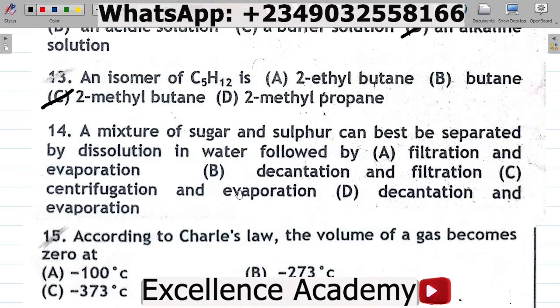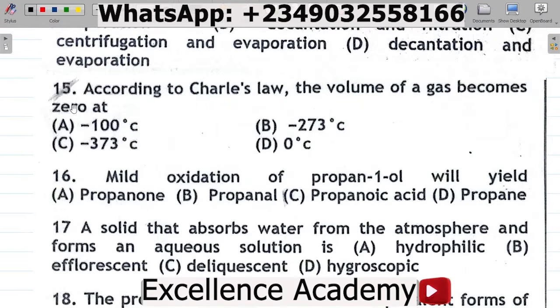Now, the next thing to do is pick up your sugar solution and heat it. That's evaporation. When you heat this, you observe that the water molecules will evaporate, leaving you with just sugar. So the process there would be filtration and then evaporation. The answer is A.